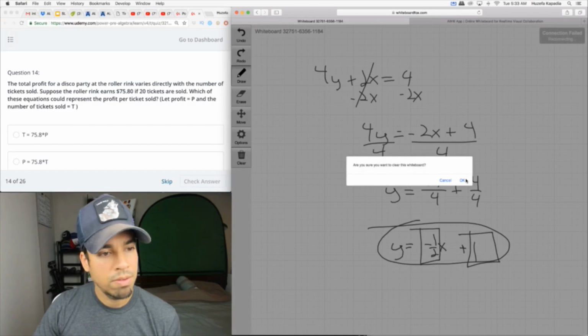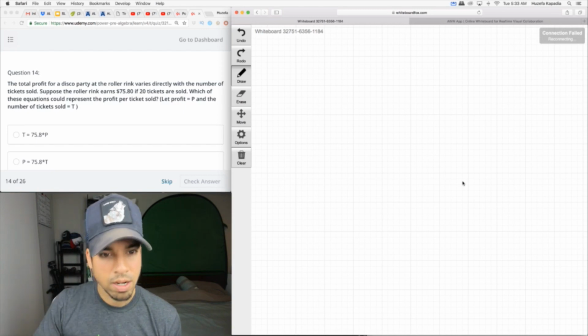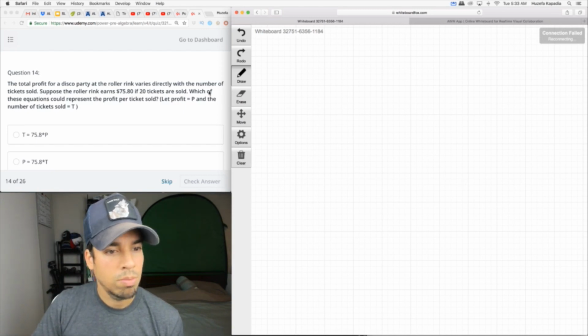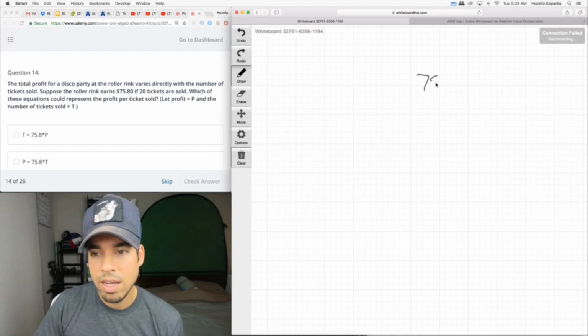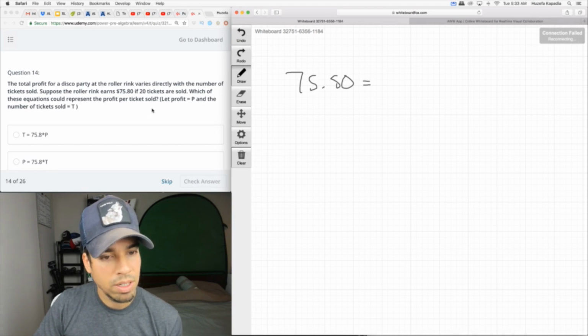The total profit for a disco party at the roller rink varies directly with the number of tickets sold. Suppose the roller rink earns $75.80, excuse me, $75.80 if 20 tickets are sold. Which of the following equations could represent the profit per ticket sold?